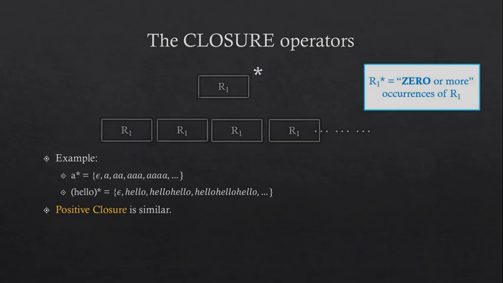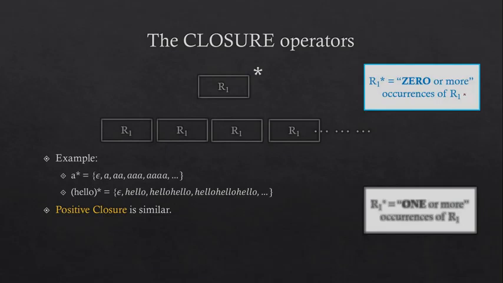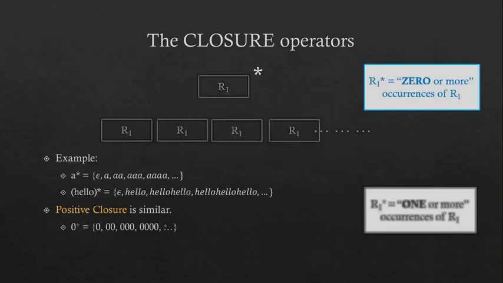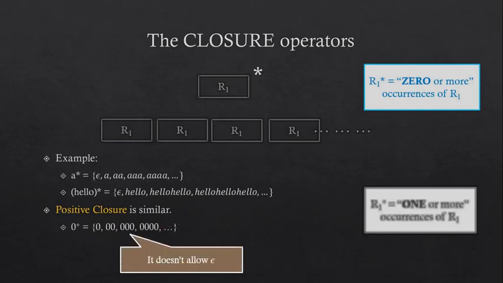Positive closure is basically the same thing. It is denoted with a plus, and instead of taking 0 or more occurrences, I will take 1 or more. We have already seen this concept in our last lecture, so this will go something like this. 0 plus will have 1 zero or 2 zeros or 3 zeros or 4 zeros, and so on. The only difference is we don't have epsilon here. No epsilon, because I will have to take at least one occurrence of whatever it is that it's sitting on.